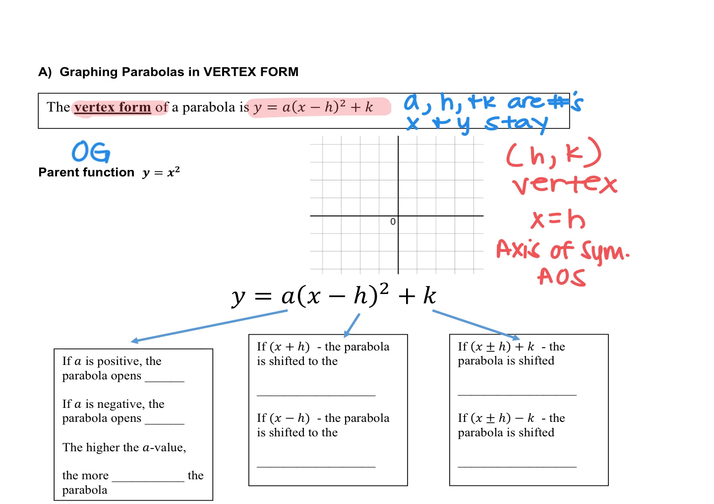Wait, does OG stand for original gangster? Yes. I thought it stood for original. Original gangster. No, old grandpa. What? Yeah, old grandpa. No, it's not a joke.